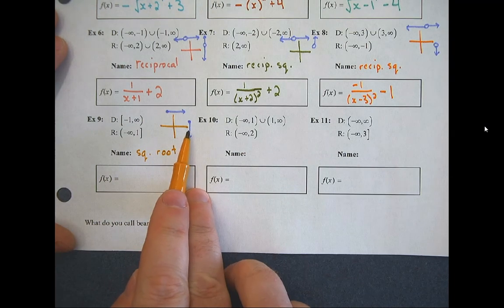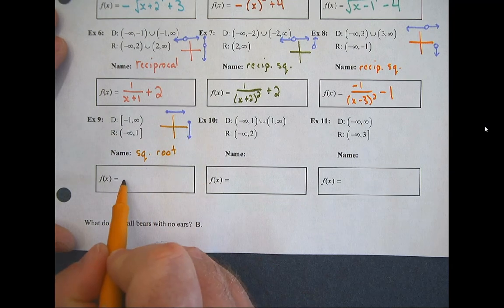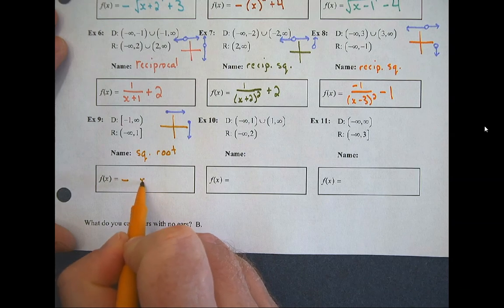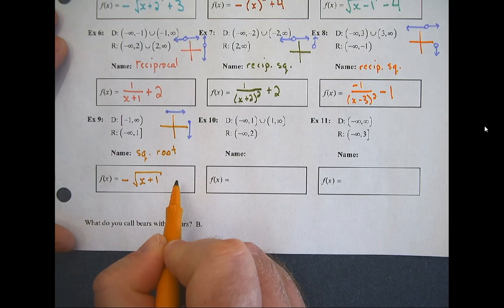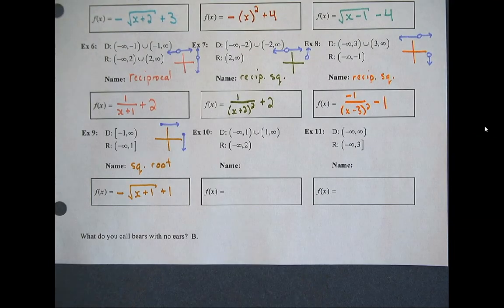Do I need a negative? Yes. My range is pointed downward. So I need to reflect that graph. I need to shift the x, so that's going to be x plus 1. And then it's also going to shift up 1, so that's plus 1 plus 1. I did this wrong in my notes over here. Holy cow. This is right now, I think. Let me know if it's not.